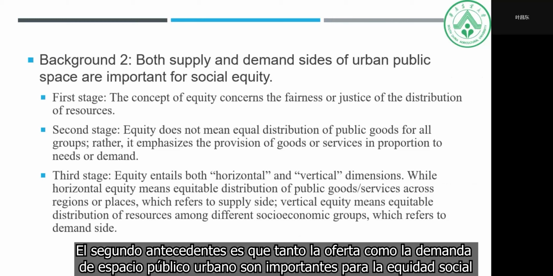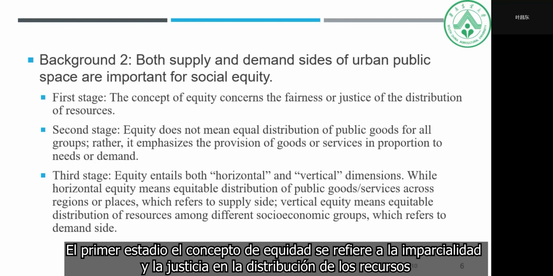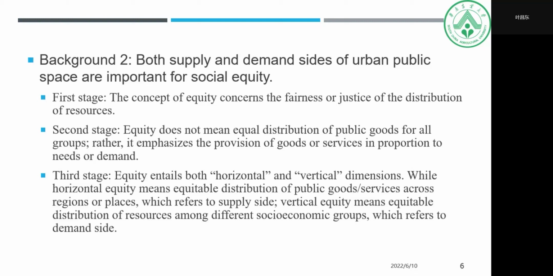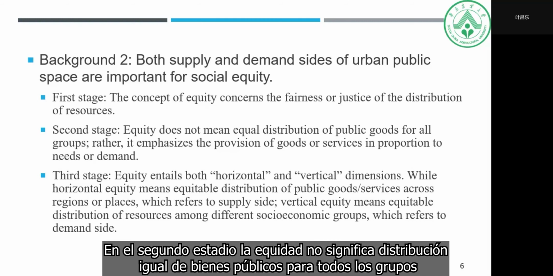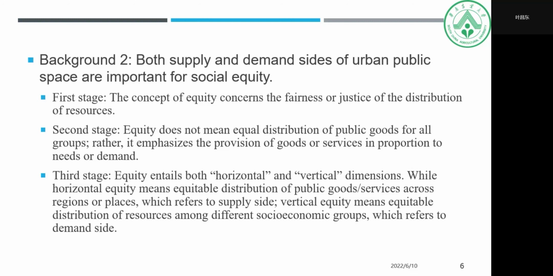And the second background is that both supply and demand sides of urban public space are important for social equity. The change of the concept of social equity includes three stages. In the first stage, the concept of equity concerns the fairness or justice of the distribution of resources. In the second stage, equity does not mean equal distribution of public goods for all groups. Rather, it emphasizes the provision of goods or services in proportion to needs or demand.